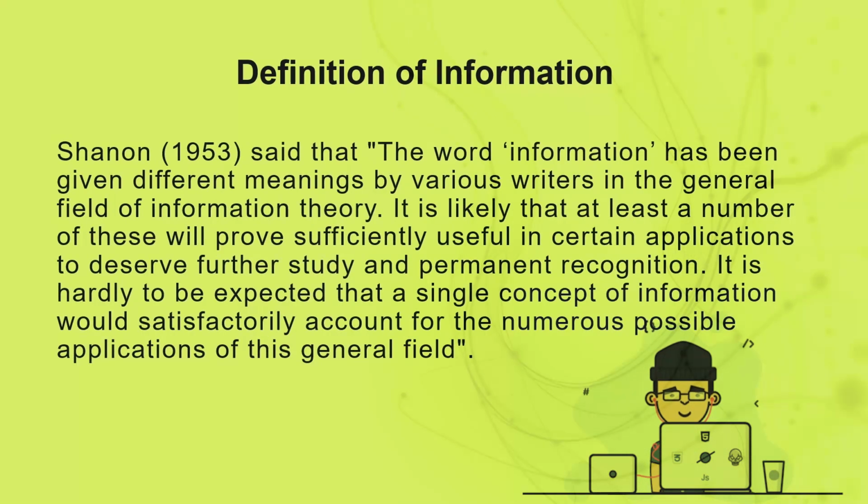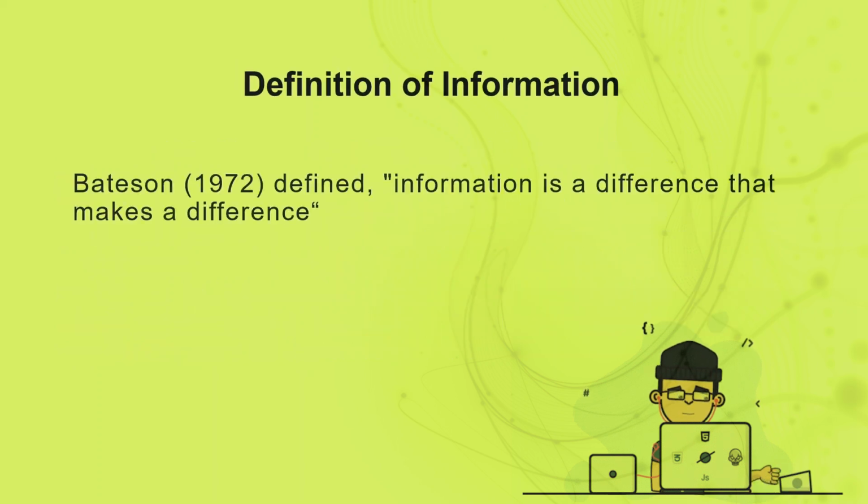Shannon in 1953 said that the word information has been given different meanings by various writers in the general field of information theory. It is likely that at least a number of these will prove sufficiently useful in certain applications to deserve further study and permanent recognition. It is hardly to be expected that a single concept of information would satisfactorily account for the numerous possible applications of this general field. Bateson defined information as a difference that makes a difference.